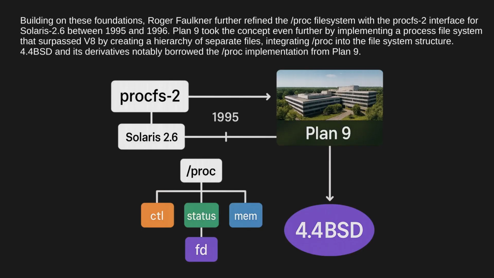Building on these foundations, Roger Faulkner further refined the /proc file system with the procfs2 interface for Solaris 2.6 between 1995 and 1996. Plan 9 took the concept even further by implementing a process file system that surpassed V8 by creating a hierarchy of separate files, integrating /proc into the file system structure. 4.4BSD and its derivatives notably borrowed the /proc implementation from Plan 9.